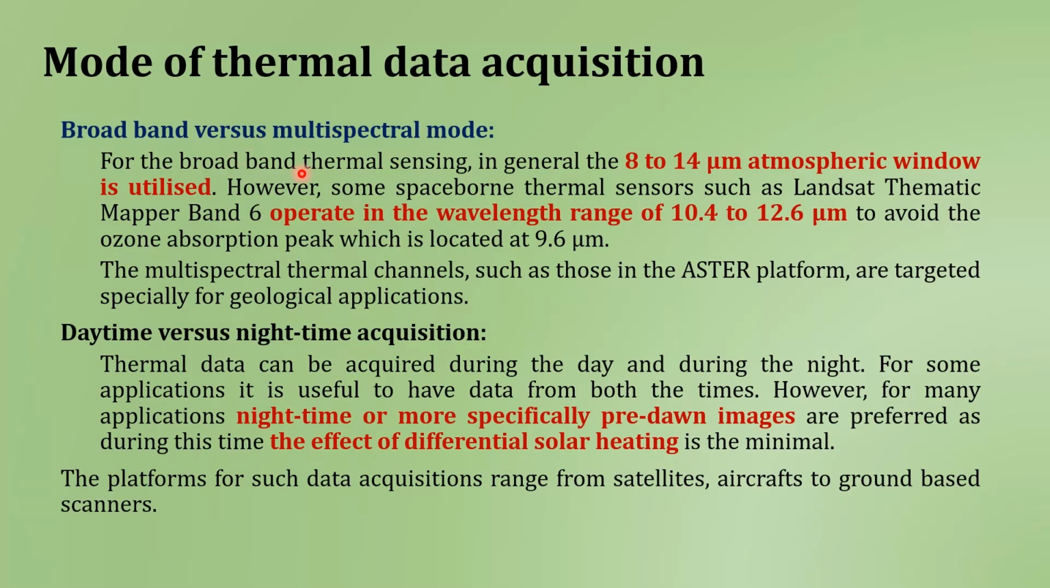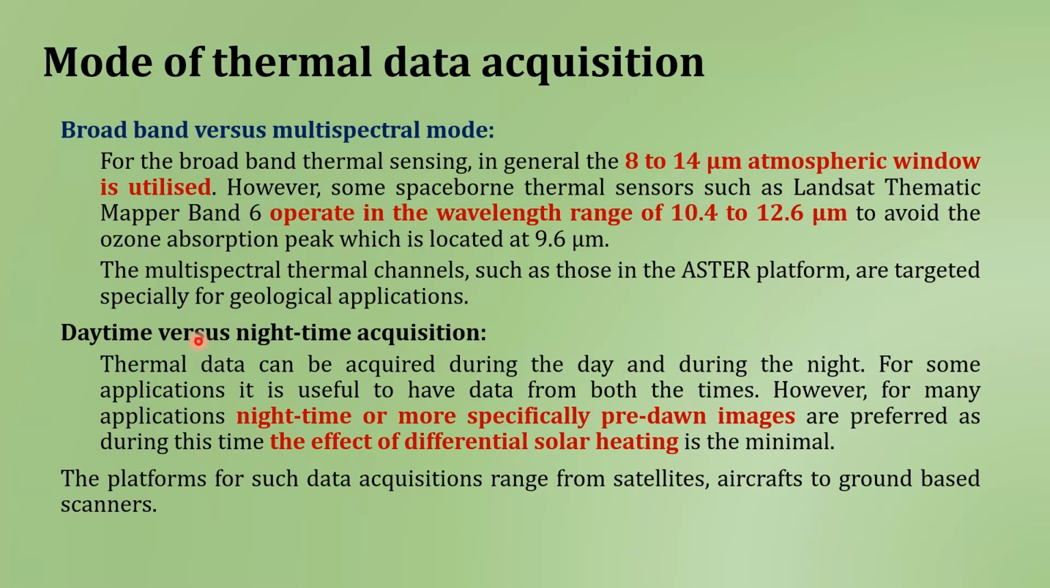So, for the broadband thermal sensing, in general, the 8 to 14 micrometer atmospheric window is utilized. But some of the spaceborne thermal sensors operate in the wavelength range of 10.4 to 12.6 micrometer, so that the ozone absorption peak which is located at 9.6 micrometer can be avoided. So these multispectral thermal channels are used mainly for geological applications.